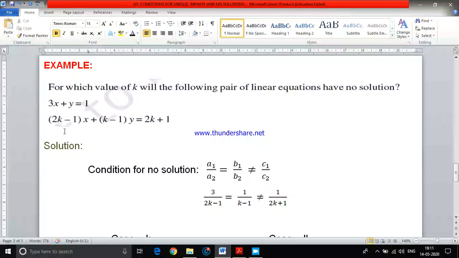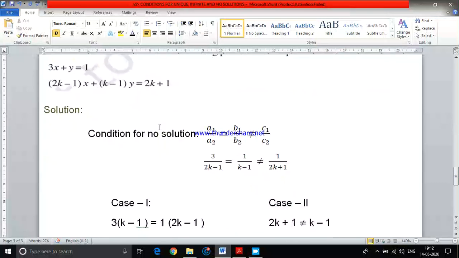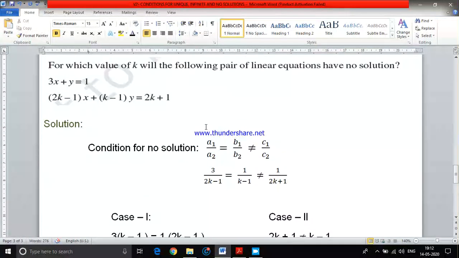3x plus y equals 1, and (2k minus 1) into x. So this entire thing, 2k minus 1, is in the bracket, so this entire thing is the coefficient of x only. Plus (k minus 1) into y equals 2k plus 1. Now, let me compare the condition for no solution.